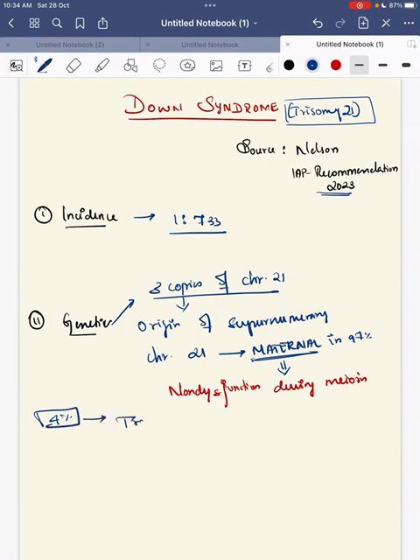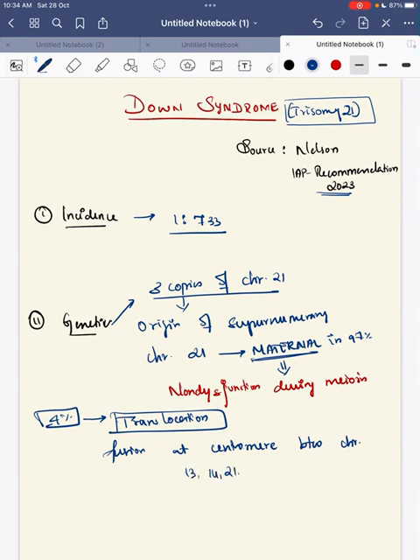In 4% of the cases, it occurs as a result of translocation. So how does this translocation occur? This occurs as a fusion at the centromere between the chromosomes such as 13, 14, 21, 22 and 15. So it is 13, 14, 15, 21 and 22.